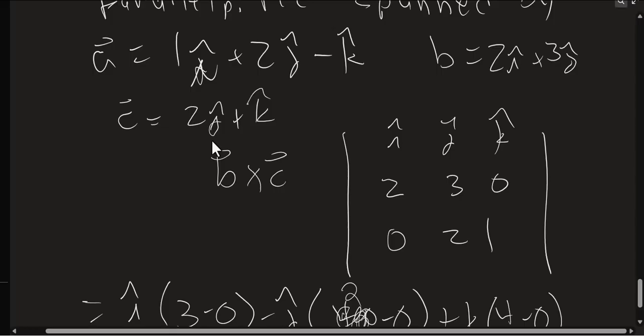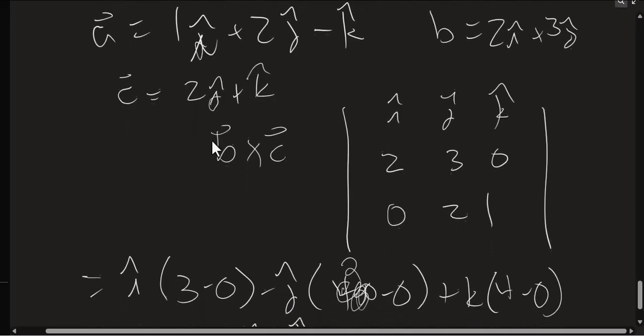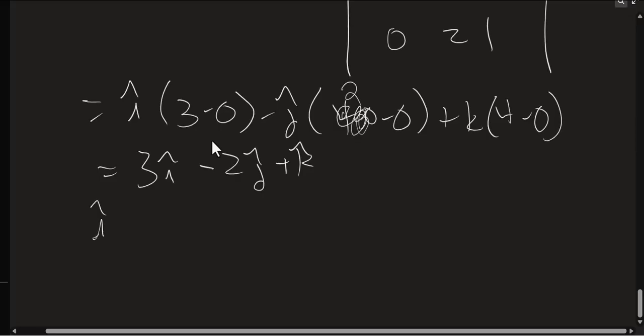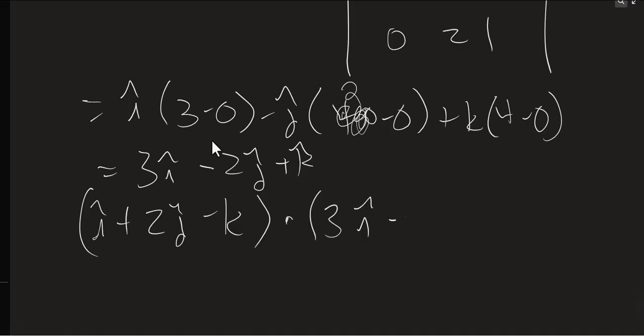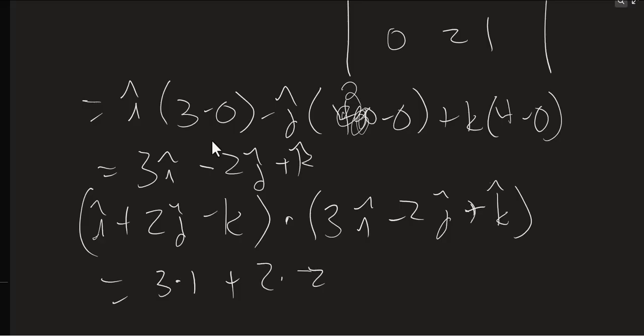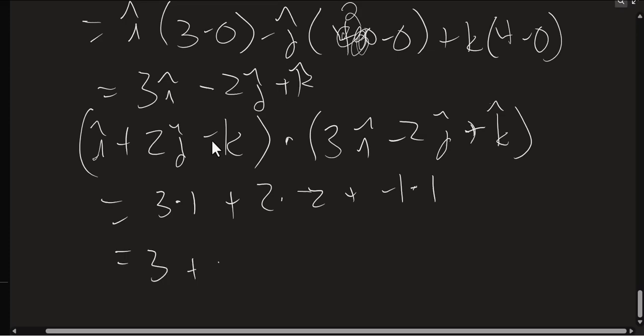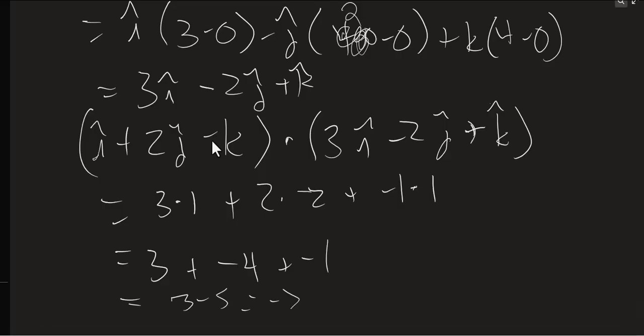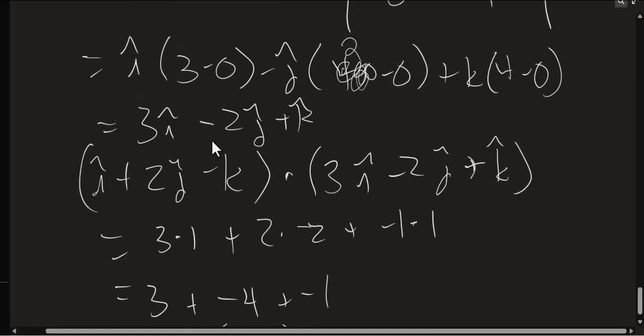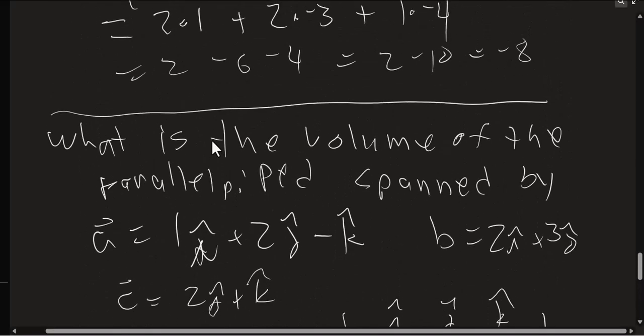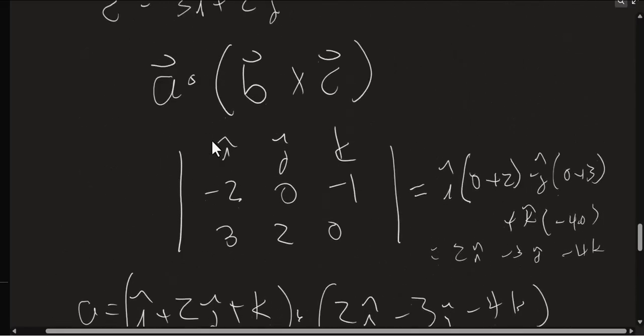Now I need to dot that with A. A is i plus 2j minus k. And I need to dot that with 3i minus 2j plus k. And that would give me 3 times 1 plus 2 times negative 2 plus negative 1 times 1, which is 3 plus negative 4 plus negative 1, which is 3 minus 5, which might be negative 2 if I didn't make any mistakes.